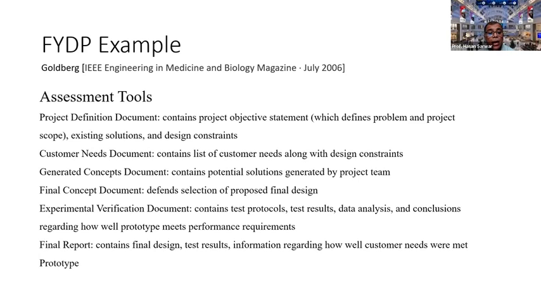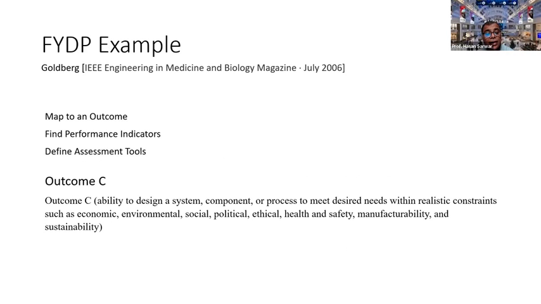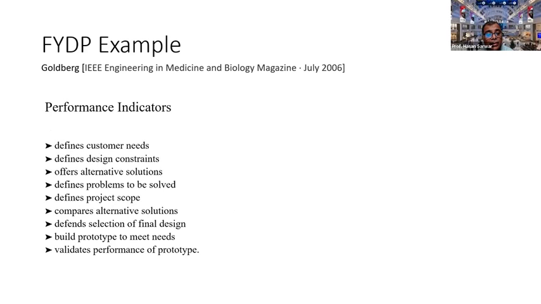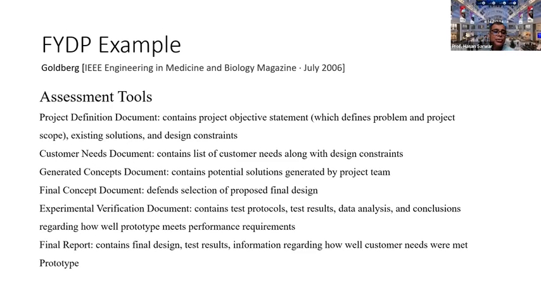Now, they have to define the assessment tools showing that a student has performed all these necessary requirements. Some assessment tools have been mentioned in this document, like the project definition document, which will contain the project objective statement, which defines the problem and project scope, existing solutions, and design constraints. Then the customer needs document contains the list of customer needs along with design constraints.